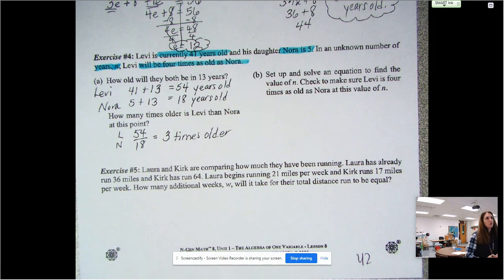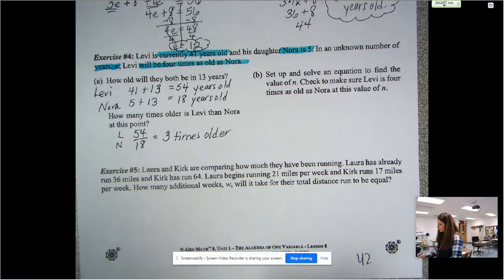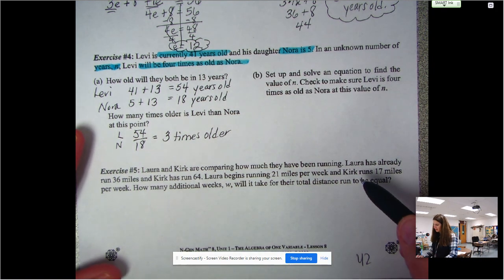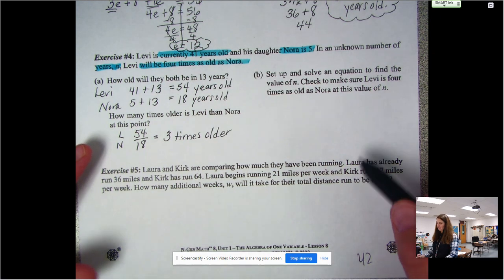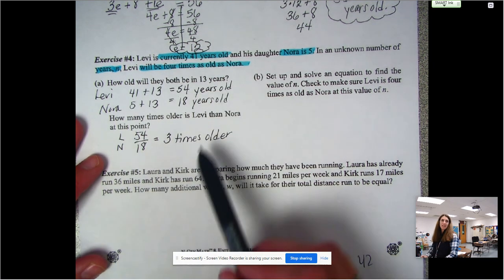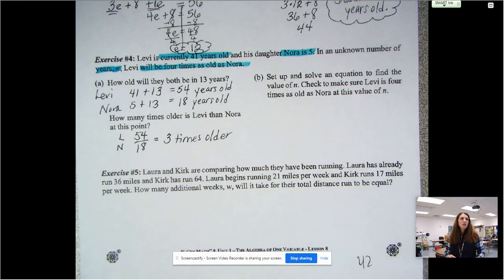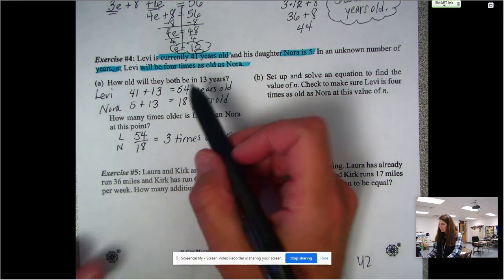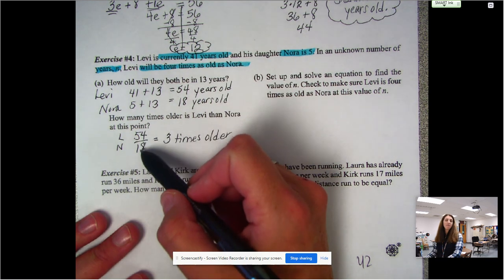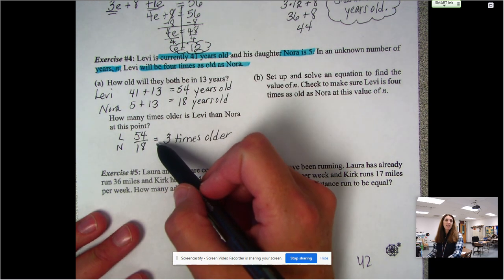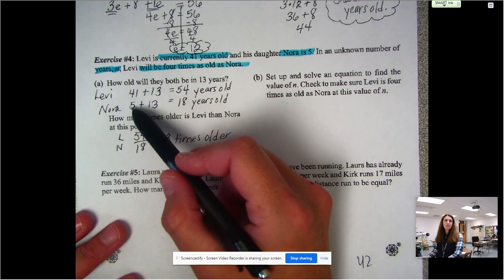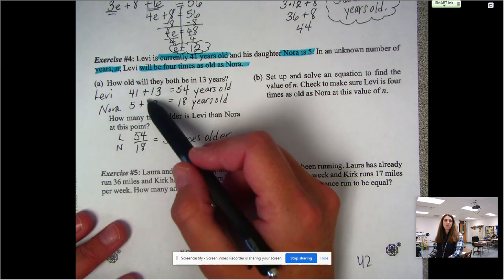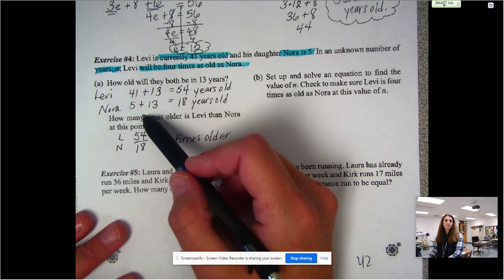Okay, so what we need to think about when we go to set up and solve this equation to find the value of n is how we are finding all of this in the example. In order to find these two numbers that we divided and this answer of 3, we had to take their original ages and add them to the number of years we were looking for.